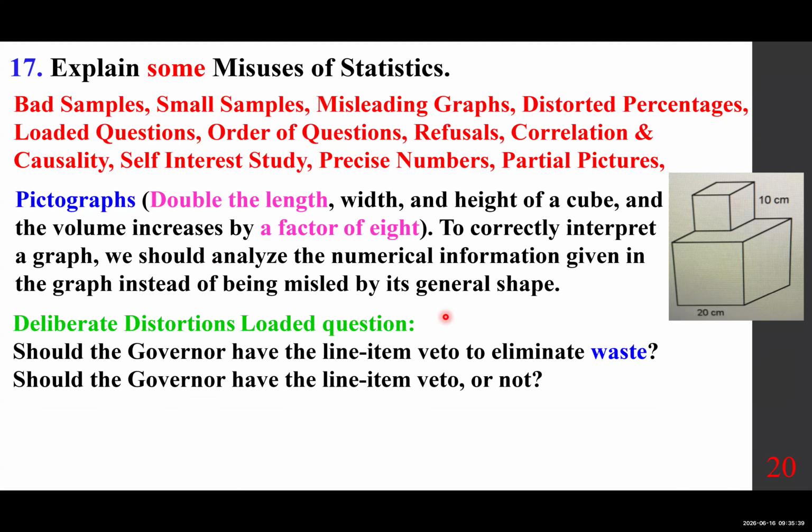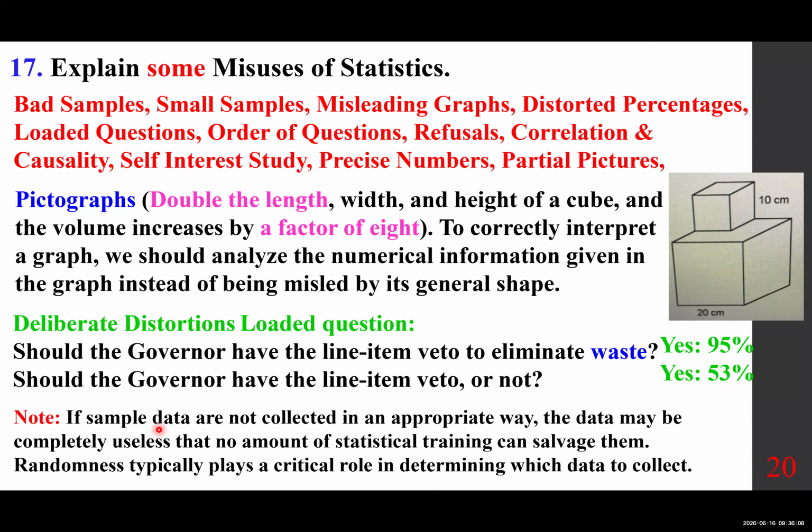Deliberate distortion, loaded questions. Should the governor have the line item veto to eliminate waste? That's one way to ask. The answer is yes, 95%. Should the governor have the line item veto or not? We don't have this word-based, 53%. You see a huge difference between the two. So that's possible, as you can see.